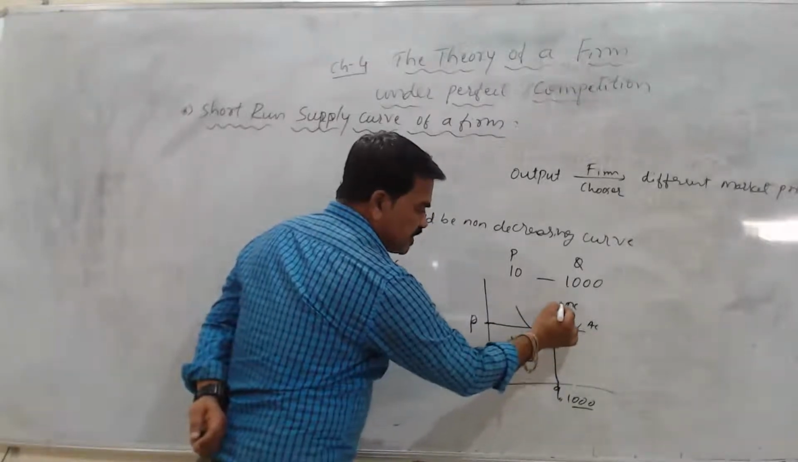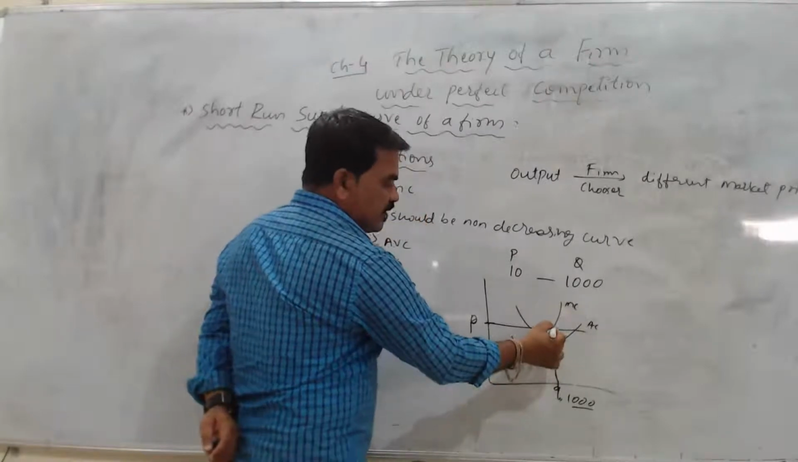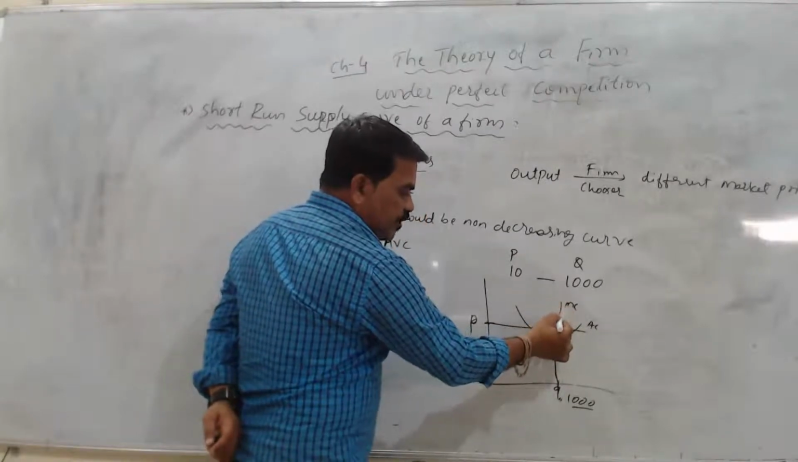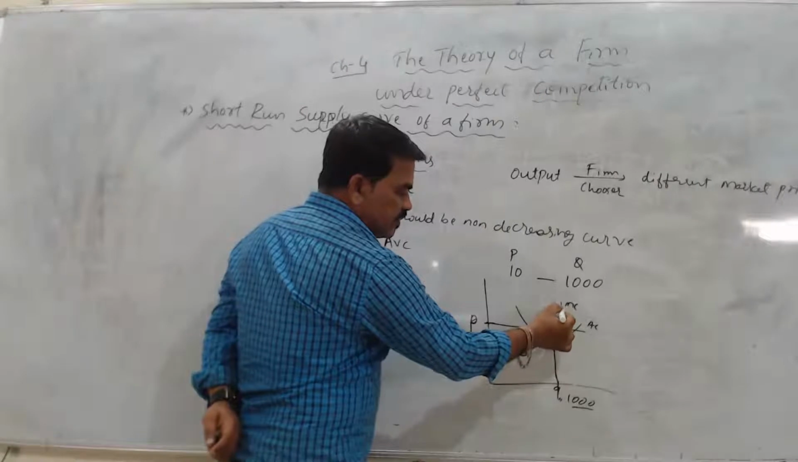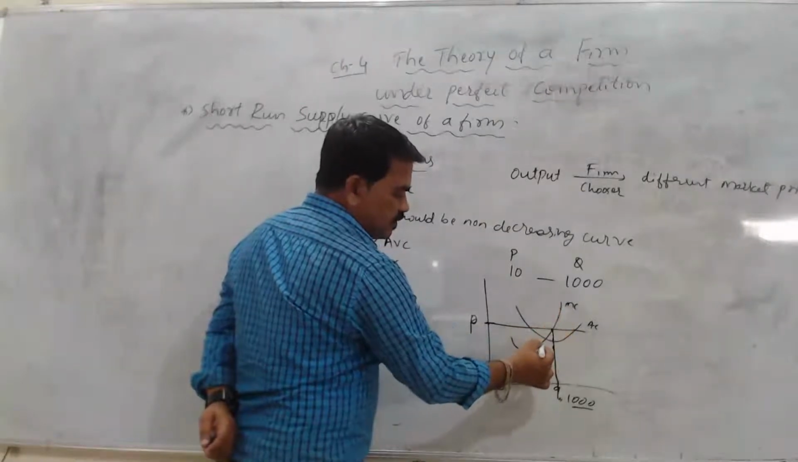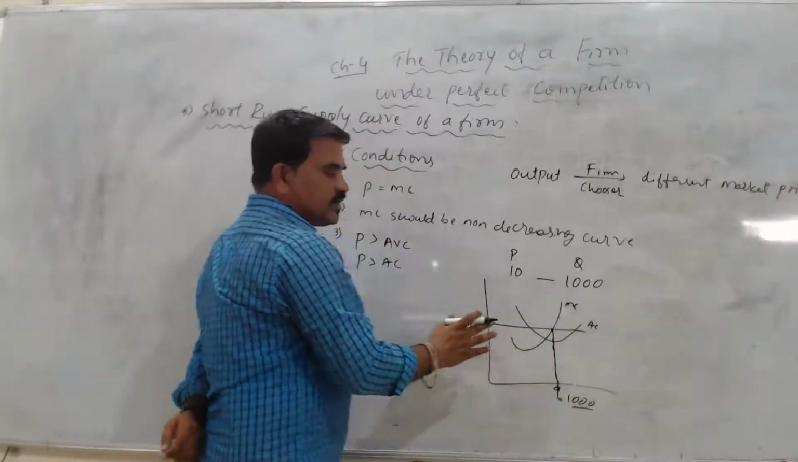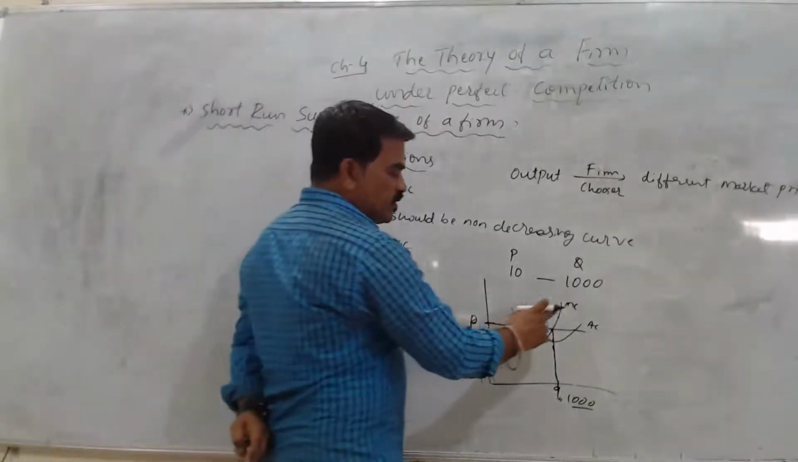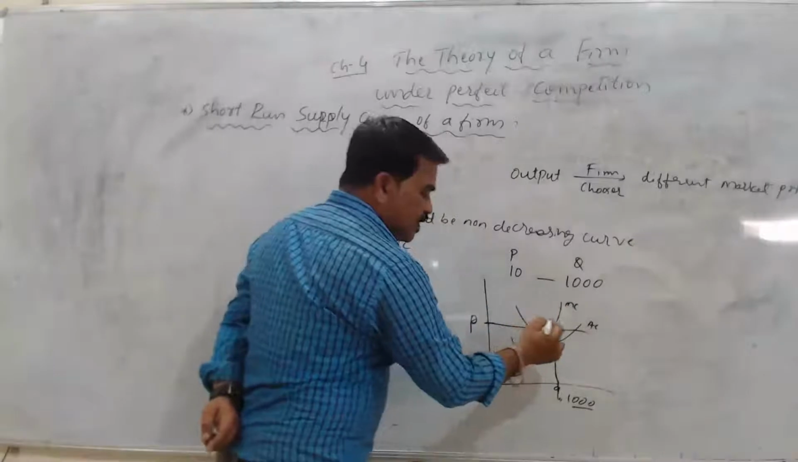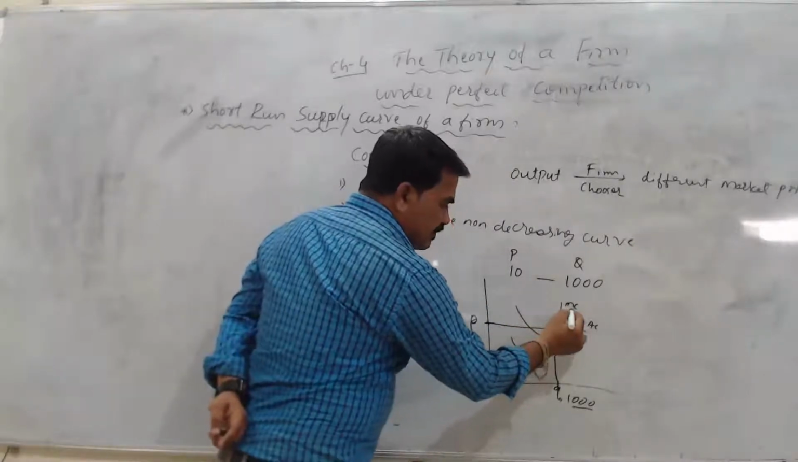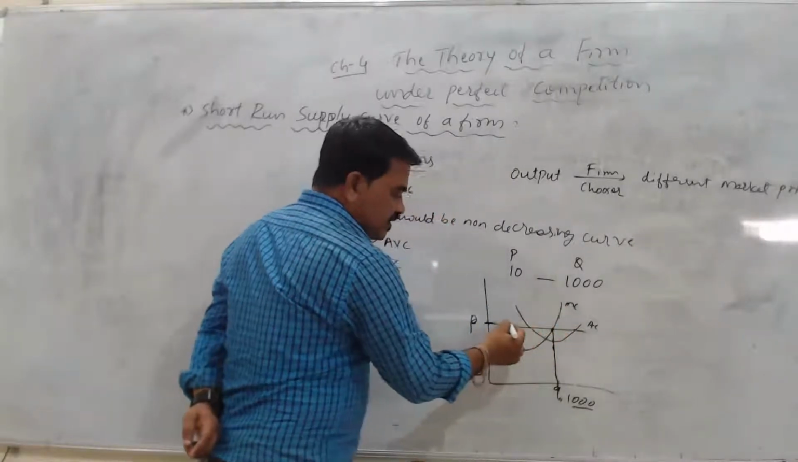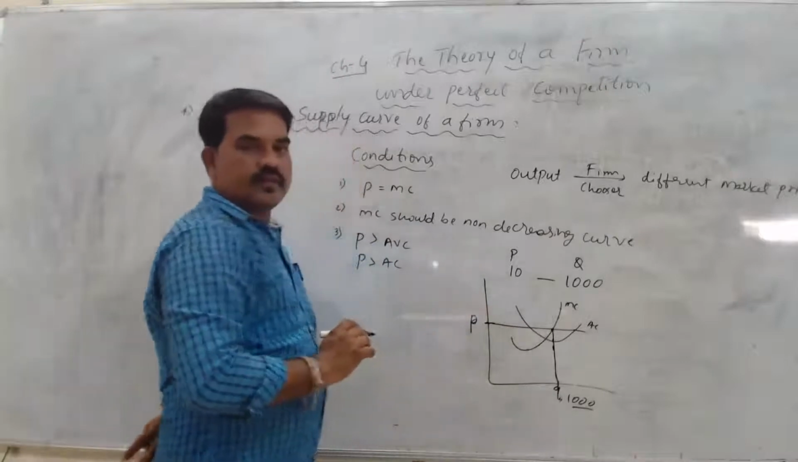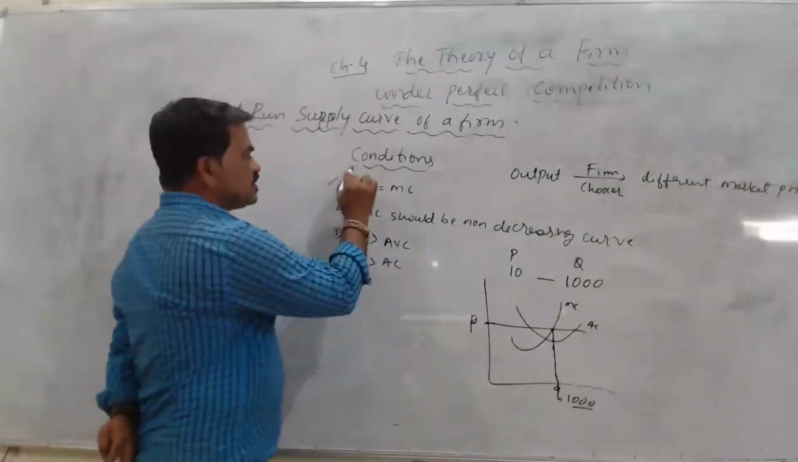Because this point is on the marginal cost curve, if you take any point here or here or here, anywhere on it gives you marginal cost. That we know, because the point is on this marginal cost curve. But here, the marginal cost is equal to my price. Right? So this first condition is satisfied.